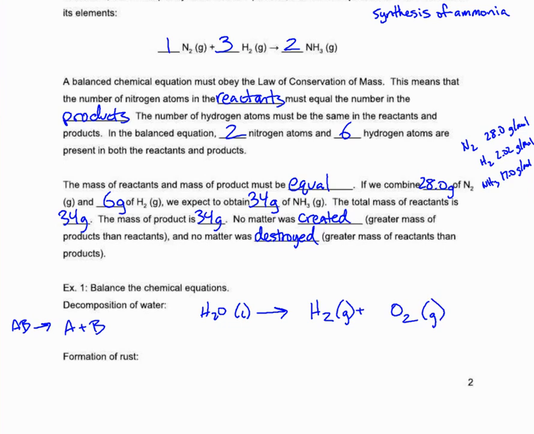So here's the decomposition of water as a skeleton equation. It's not balanced, and so the oxygens are causing us a problem. In order to make both sides equal, we have to put a coefficient of 2 in front of the water. That fixes the oxygen issue, but it creates a hydrogen issue. So now we have 4 in the reactants and only 2 in the products. Adding a coefficient of 2 to the hydrogen will complete the balanced equation.